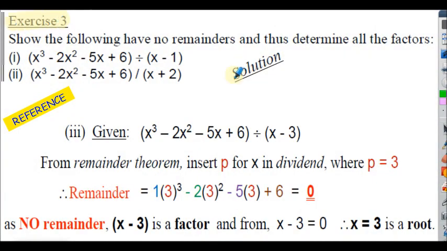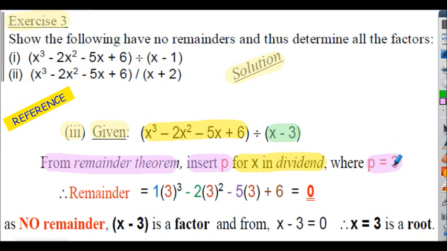Exercise 3, solution continued. In part 3, as I've labelled it here, we can now check the solution on the previous slide for the third factor. We're given our dividend, and now we use the divisor of x minus 3 determined on the previous slide. Applying remainder theorem, inserting p for x in the dividend, noting that p is equal to positive 3 here, we calculate the remainder is 0. So as there is no remainder, x minus 3 is a factor, and equating the factor to 0, x equals 3 is the root.